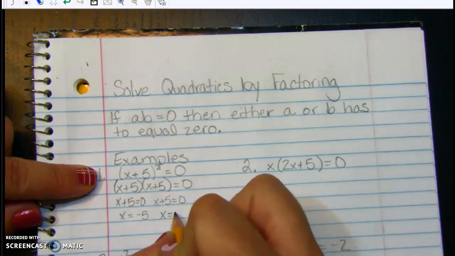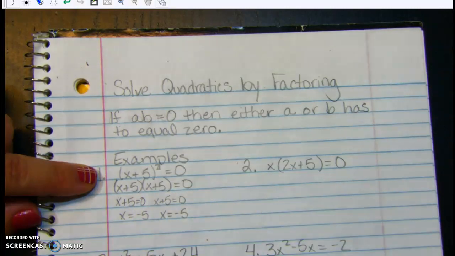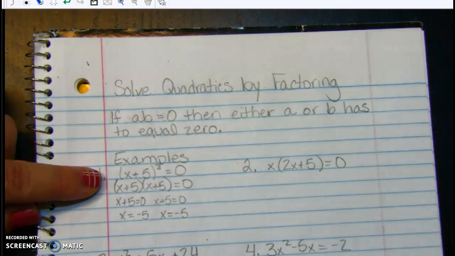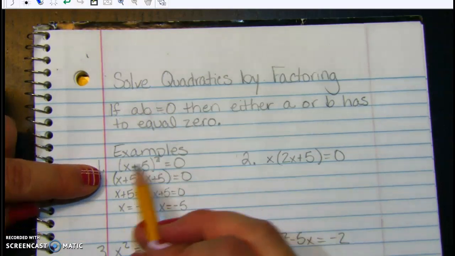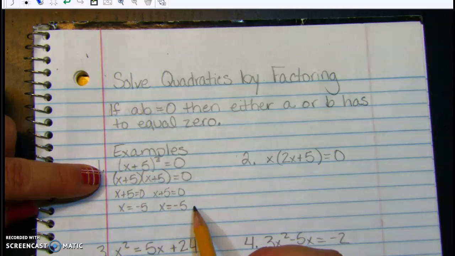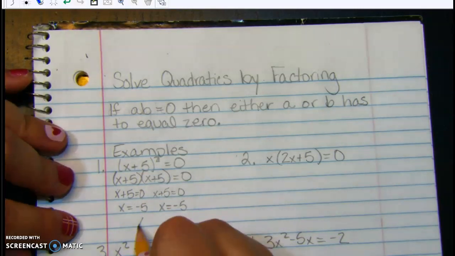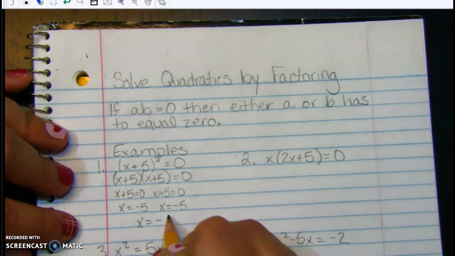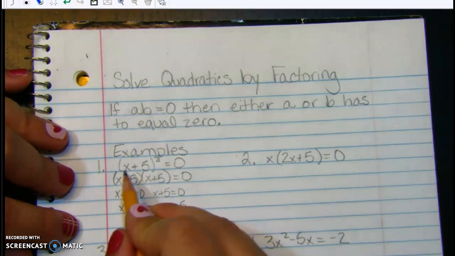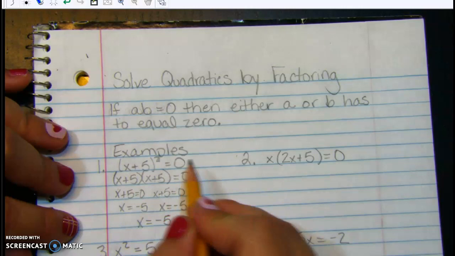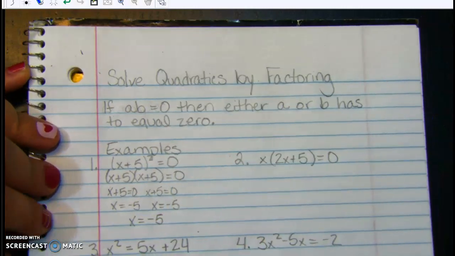Now, in this particular case, obviously, we get two of the same answer. From the beginning, I could have just square rooted both sides and solved, and I would have gotten this answer as well. So in this particular case, you only have one answer. X has to equal -5 in order for this to equal 0. All right. So let's look at the next one.